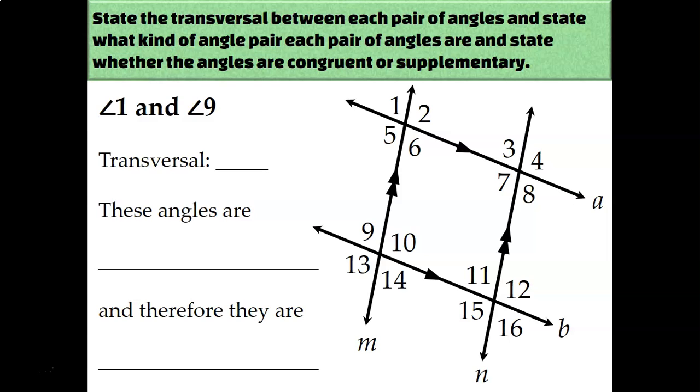Alright, I want you to try this last one on your own. Looking at angle 1 and angle 9, figure out which line is the transversal, what kind of pair of angles they are, and whether they are congruent or supplementary. Pause the video and give it a try.